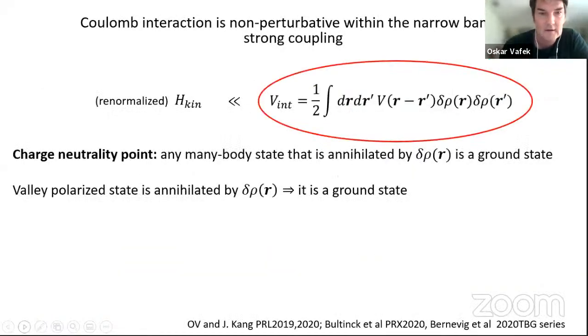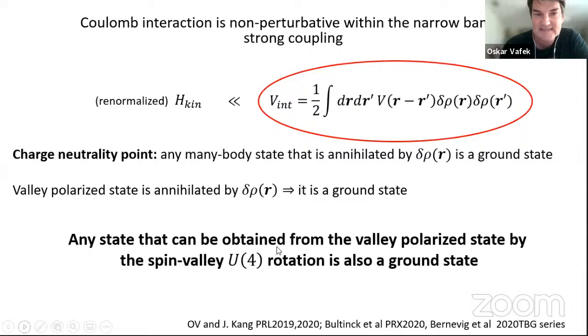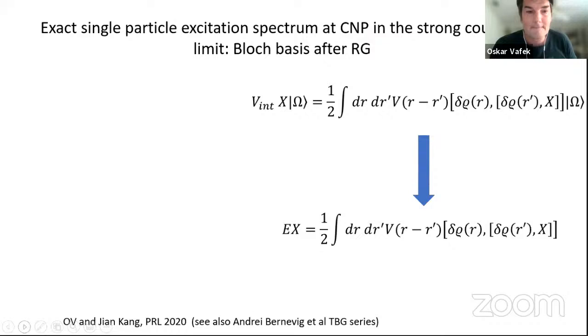Okay, so as I mentioned, one example of such a state would be a valley polarized state. It's a ground state, but in fact, any state that can be obtained from the valley polarized state by a spin-valley U4 rotation is also a ground state. Let's stick with the charge neutrality point. We'll discuss the other integer fillings later. It turns out that we can also build exact excitation spectra on top of these ground states. So why is that? Usually this is a difficult numerical problem. It's a many body problem, but in this particular case, there's a simplification.